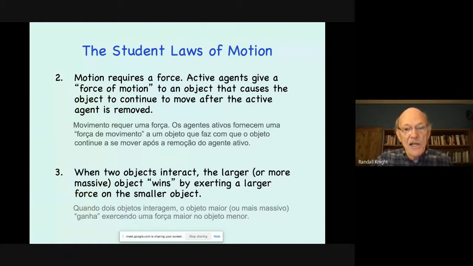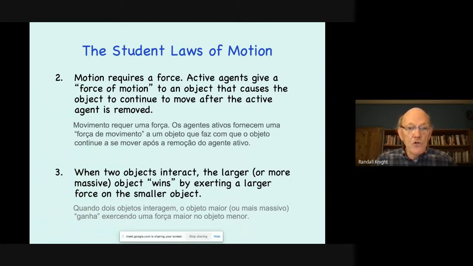They see this as a contest, and the larger object wins by exerting a larger force on the smaller object. This is kind of a classic case of the mosquito running into the windshield of a car. And if you ask students, you know, which exerts the larger force on the other, you'll find typically 80 or 90% of students will say, well, it's perfectly obvious that the car exerts a larger force on the mosquito than vice versa. Now, if you ask students, do you know Newton's third law?